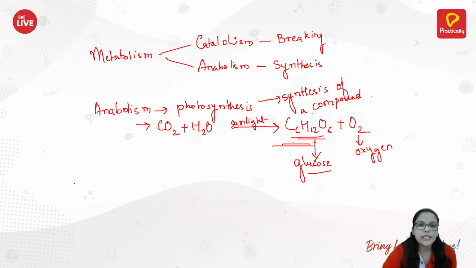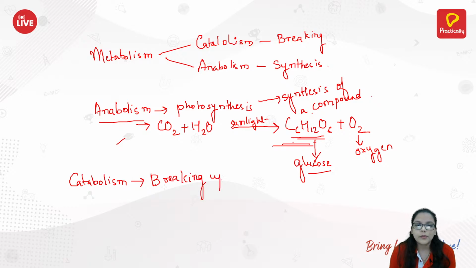The other thing is catabolism. Catabolism is breaking up. Okay, anabolism was synthesis, catabolism was breaking up of compounds. Now, what can be catabolism? One of the best examples is starch breaking up to glucose in our stomach.